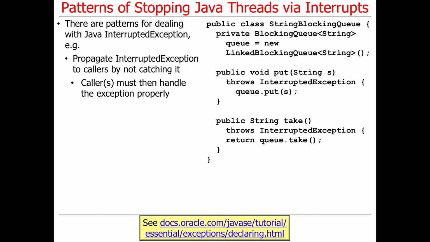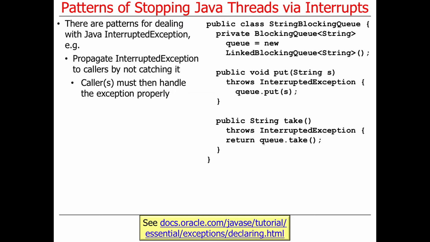So one approach, which is something that we actually just talked about in the frequently made mistakes for assignment 3B, is to simply propagate the interrupted exception to the caller or callers by not catching it. That's the easiest thing to do. That's basically punting, right? You're saying, I don't know what the heck to do, but whoever called me is going to have to figure it out.